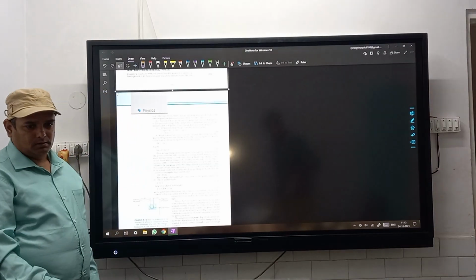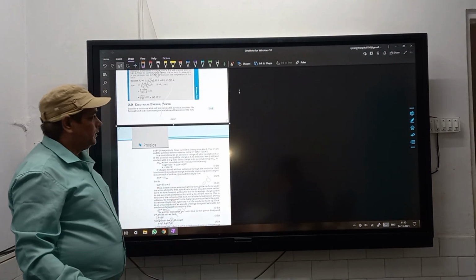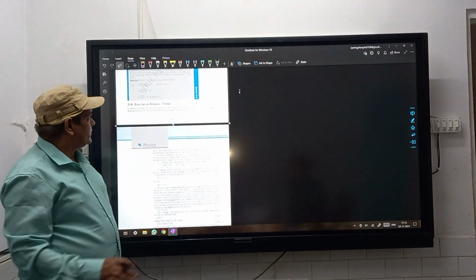अच्छा बताइए मेरे को। ठीक है ओके तो let us start electrical energy.